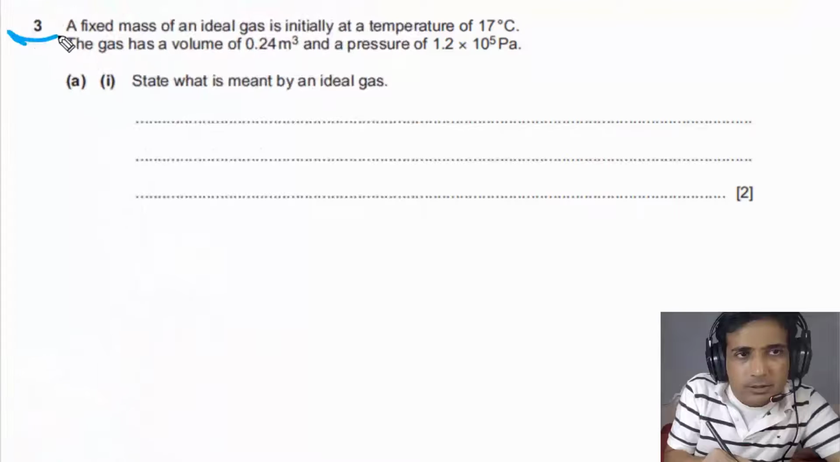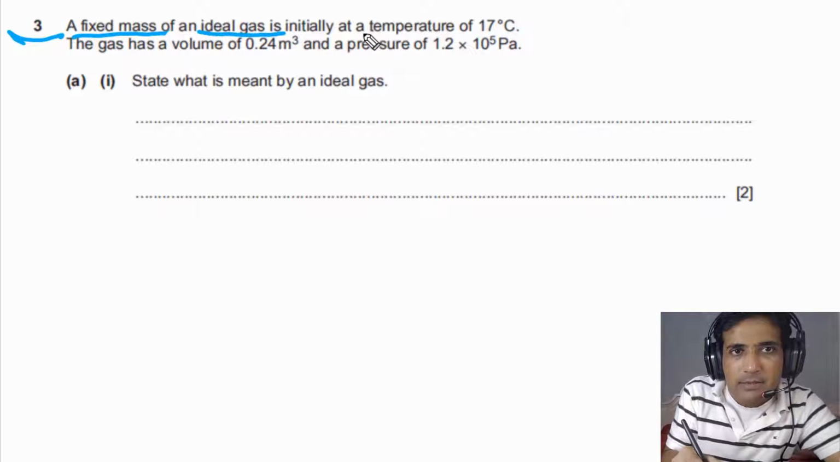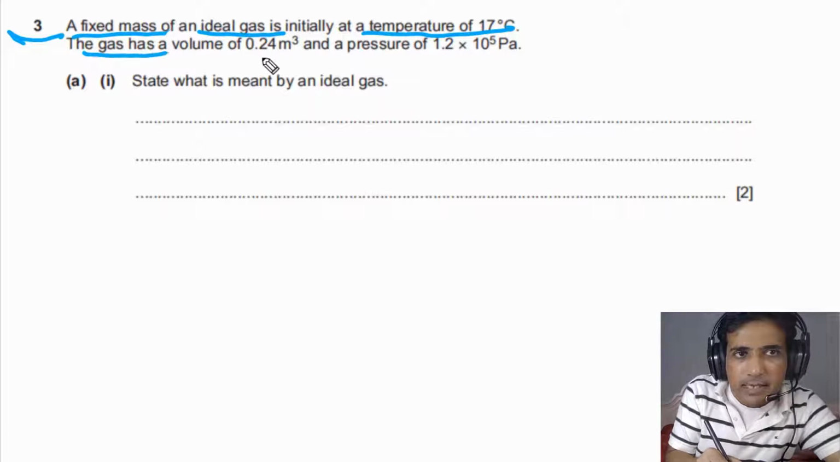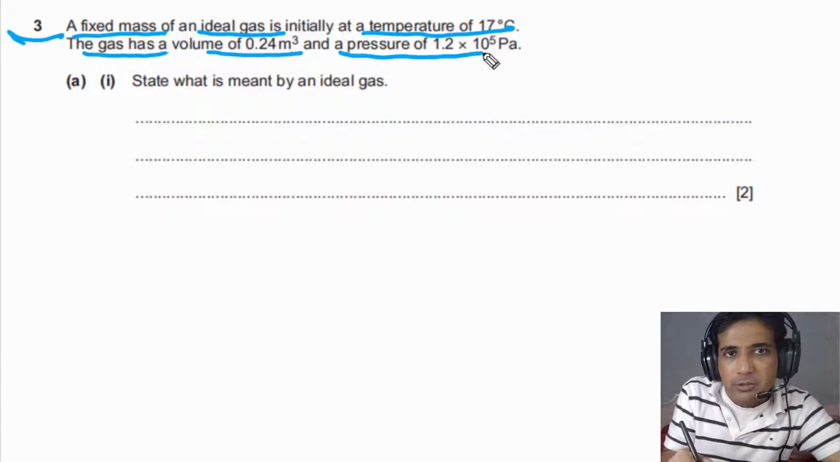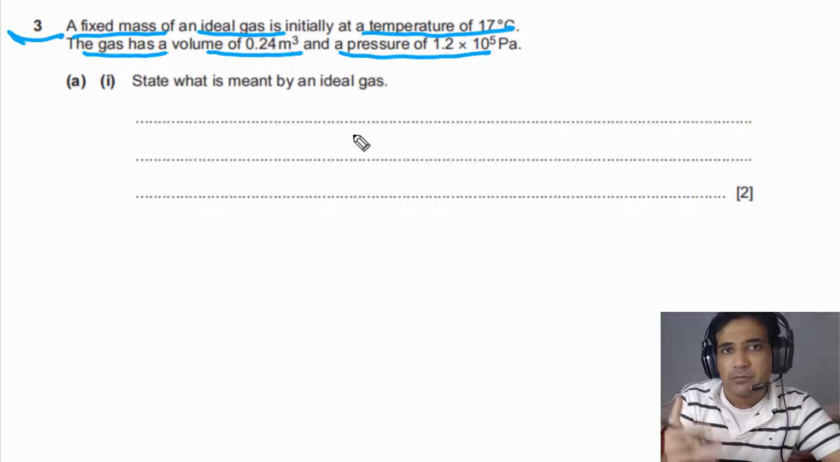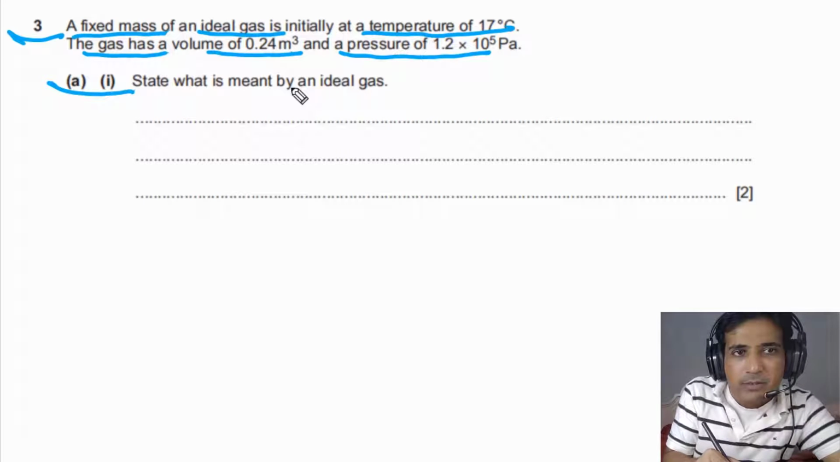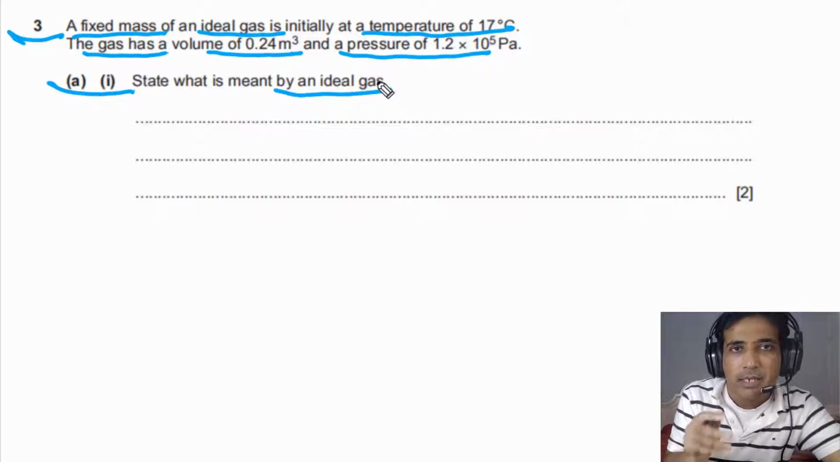For this question, it is given to us we have a fixed mass of an ideal gas initially at a temperature of 17 degrees Celsius, and the gas has a volume of 0.24 meter cubed and pressure of 1.2 times 10 to 5 pascals. For part A1, we need to state what is meant by an ideal gas.